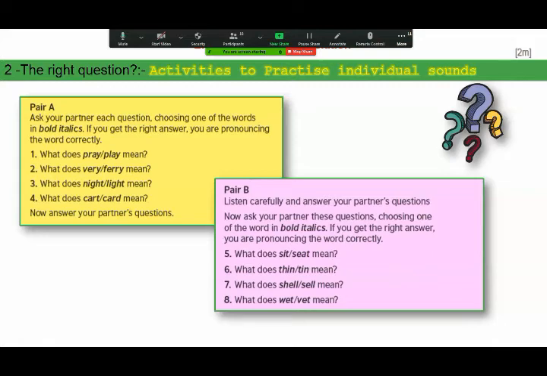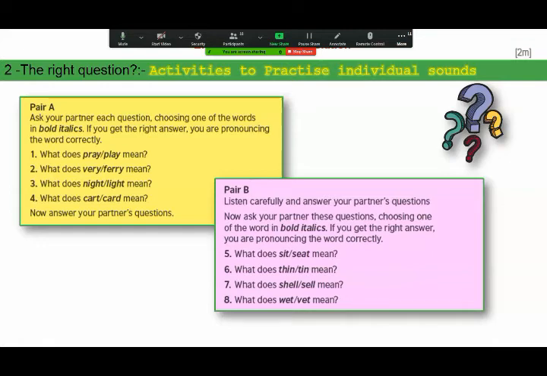Okay, there is another very good activity to make sure that your learners know the difference between two different words. Okay, this is another activity. Tell the participants to work as pairs in general. The activity is called the right question.